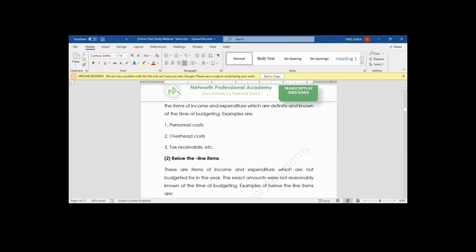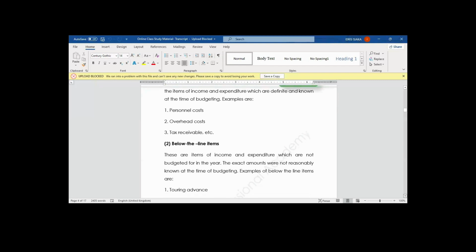So above the line item, you will divide it into two. You have above the line revenue and you have above the line expenditure. Personnel cost is above the line expenditure. Overhead cost is above the line expenditure. Training cost is above the line expenditure. But tax receivable, tax is a revenue, it's above the line revenue. Registration fee or marriage certificate fee that is collected by registry is above the line revenue. So that is that.